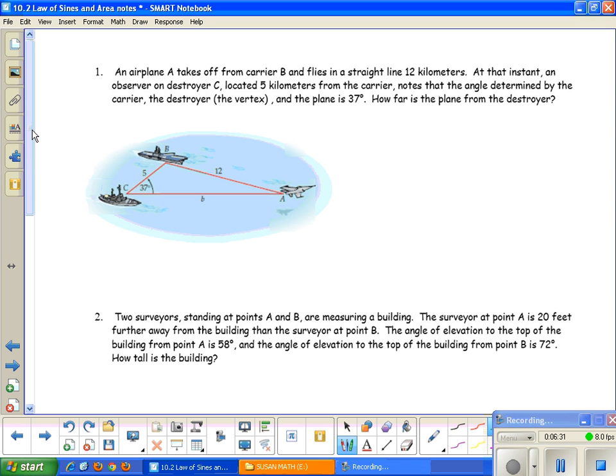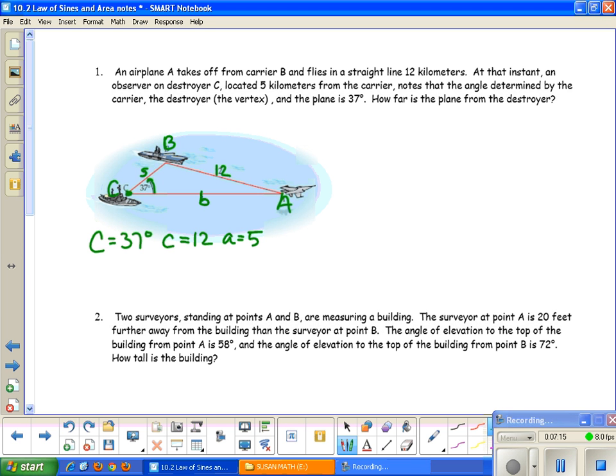So for this, this is the vertex, and the angle that we're making, we said, was 37 degrees here. So this distance would be 5 kilometers, and this one is 12. And this is the side that we were trying to figure out, the distance between the plane and the destroyer. So I know that, again, C is equal to 37 degrees. We're calling this here C, B, and A. So then the length of C is equal to 12, and the length of A is equal to 5. So I have an angle and two sides.